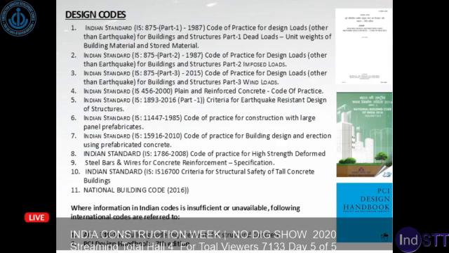The screen shows the list of the design codes that have been followed. It covers the Indian codes for the loading, for the concrete design, for the seismic loading, the code for tall buildings, and where information in Indian codes is insufficient or unavailable, the following international codes are referred to: ACI 318, which is for concrete structures, and the PCI Design Handbook.